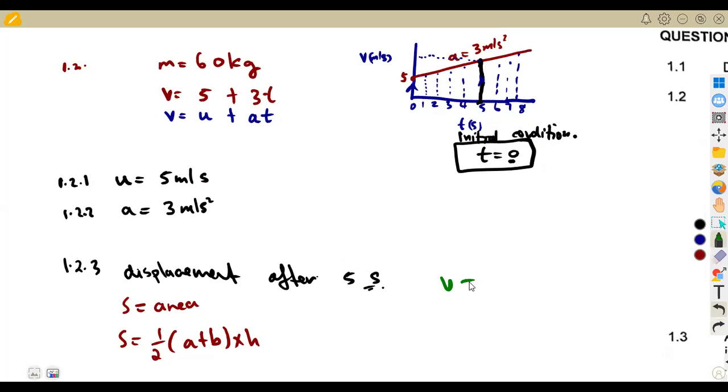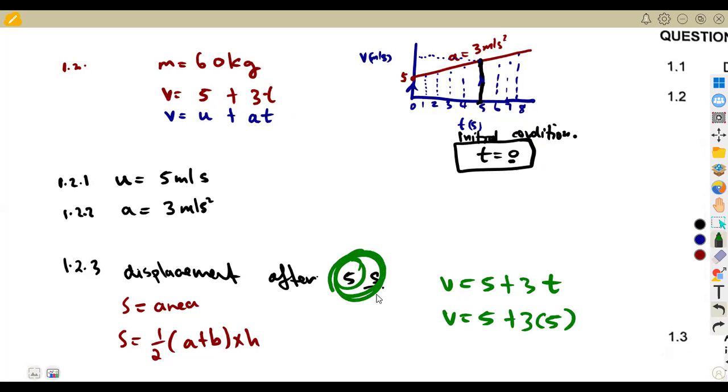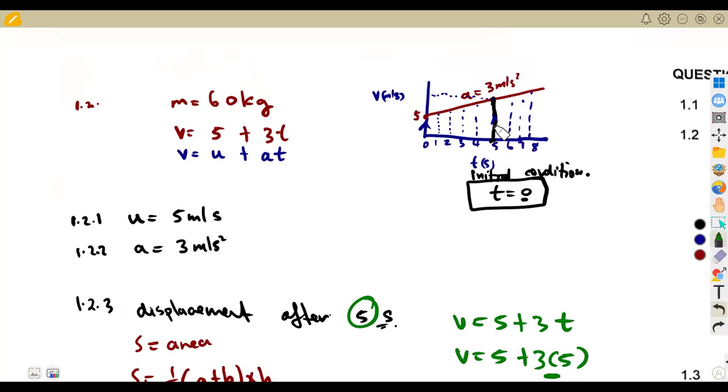So from our formula, V is equal to 5 plus 3t here. We are saying our time is now 5 seconds. So V is equal to 5 plus 3 times 5, which is this time 5 seconds. So we are going to obtain the velocity there of 20. This is 15 plus 5, which is 20 meters per second. So it means at 5 seconds here, the velocity corresponding here is 20.